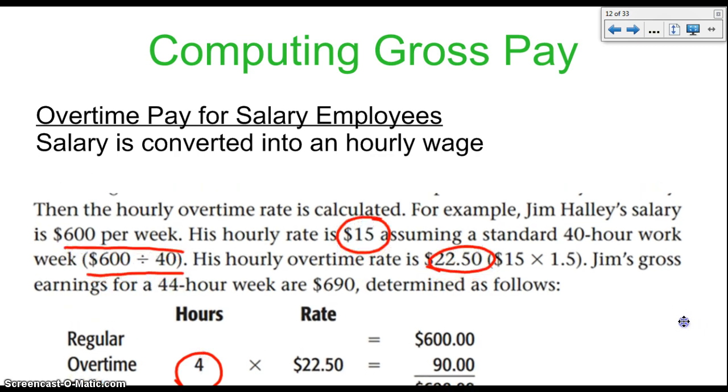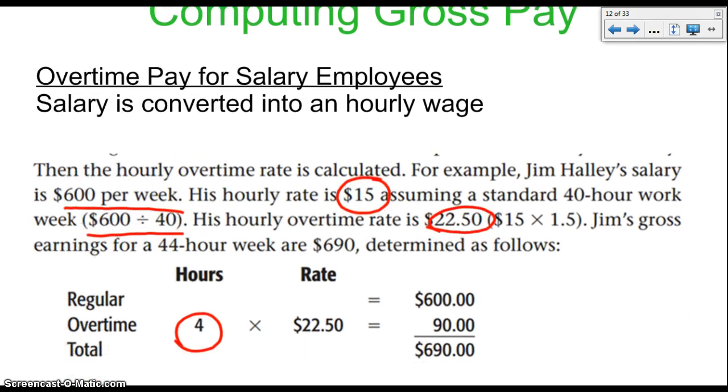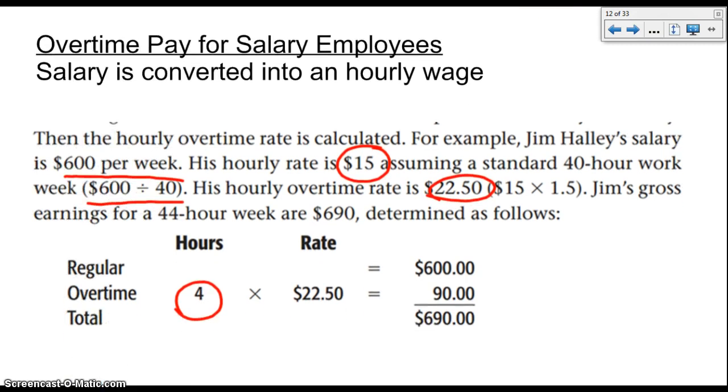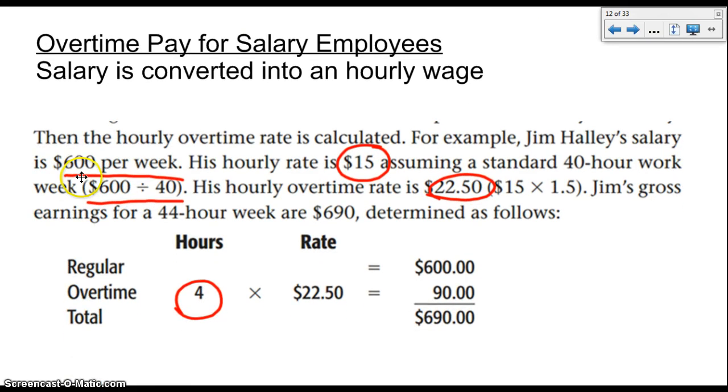So here's an example for Jim. Jim's salary is $600 a week. We figure he's working 40 hours a week. So we're going to take what he makes, this $600, divided by 40, to assume that it's $15 an hour. Now we have to figure out his overtime pay. You'll take that $15 and multiply it by 1.5 to get $22.50 for his overtime.